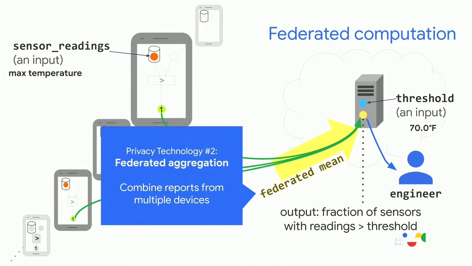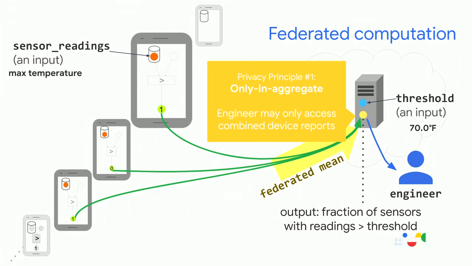So this demonstrates our second privacy technology of federated aggregation. The server is combining reports from multiple devices and only persisting the aggregate, which now leads into our first privacy principle of only an aggregate. Performing that federated aggregation only makes the final aggregate data, those sums and averages over the device reports, available to the engineer without giving them access to an individual report itself.